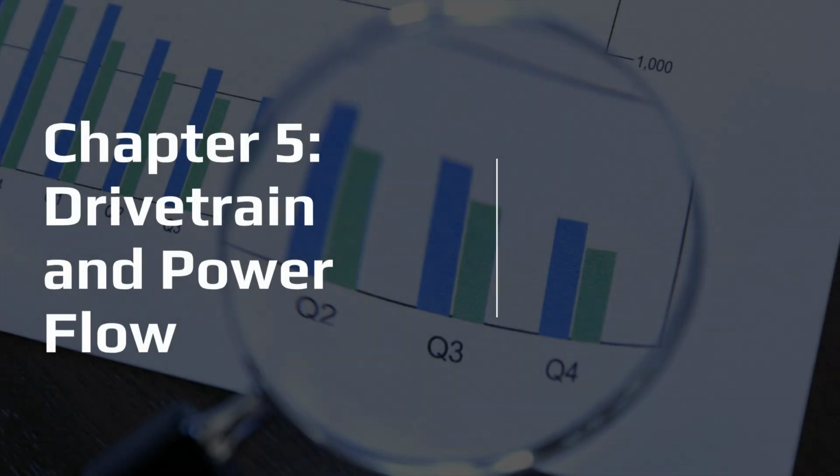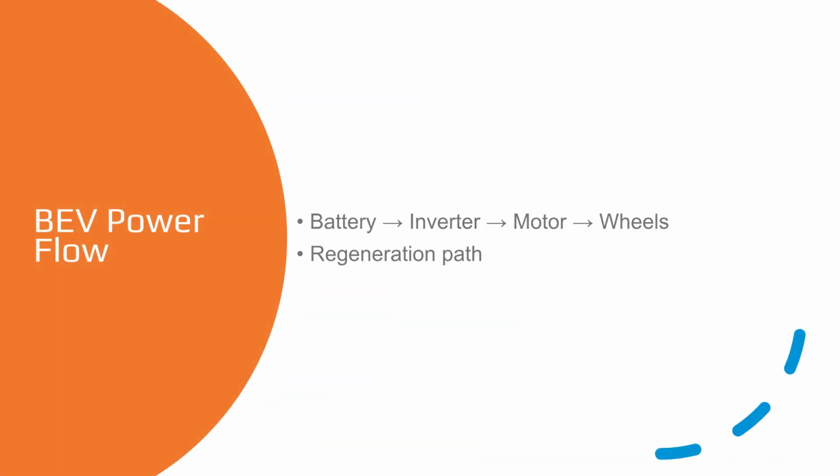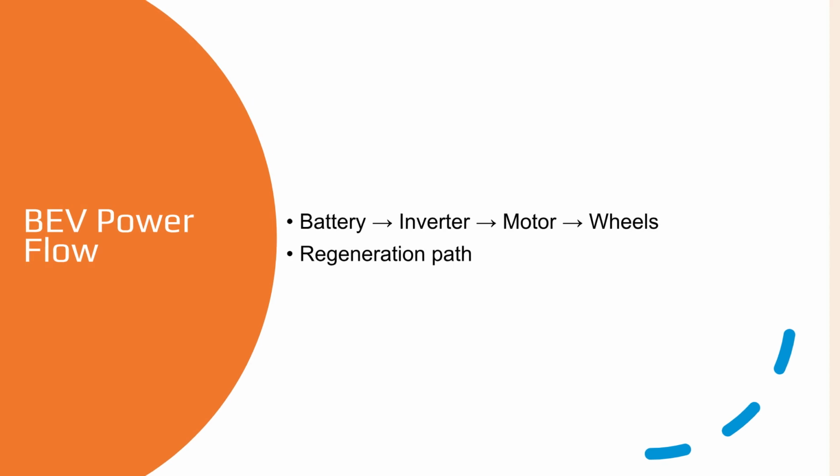Chapter 5 explores drivetrain configurations and power flow. In a battery electric vehicle, power flows directly from the battery through the inverter to the motor, with a path available for energy recovery via regenerative braking.